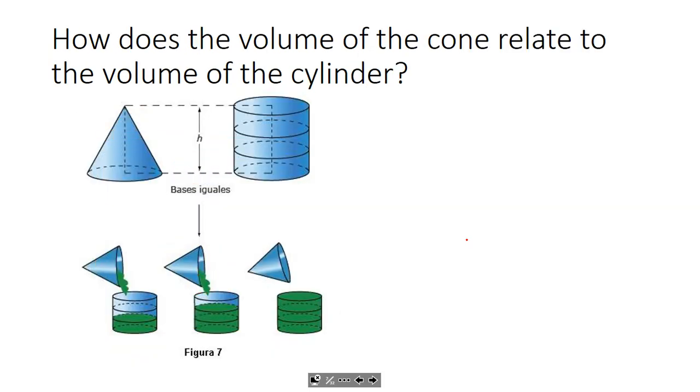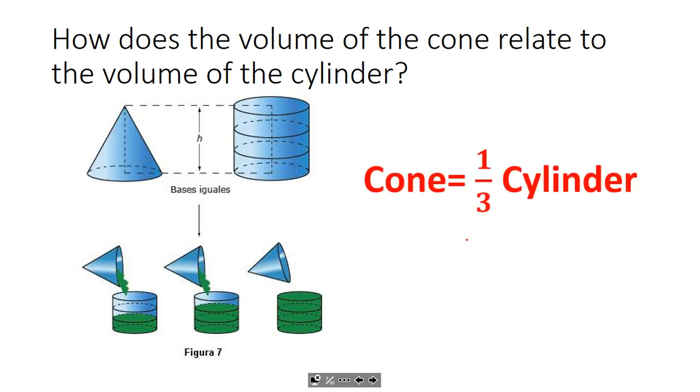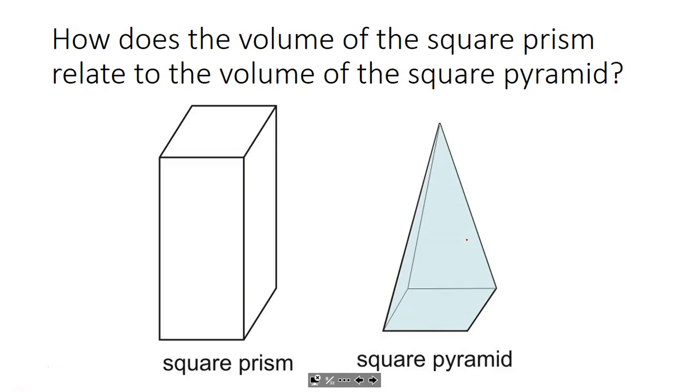All right, so how does the volume of the cone relate to the volume of the cylinder? These are the kinds of questions that you guys need to be fully prepared for, because this is like, how do we derive the equation of a cone if the base and the height of a cylinder are the same? And all of us should know that the cone is 1/3 of the cylinder. So it takes 3 cone volumes to fill up that cylinder that has the same radius and height.